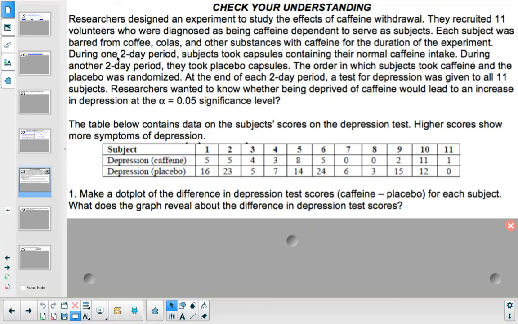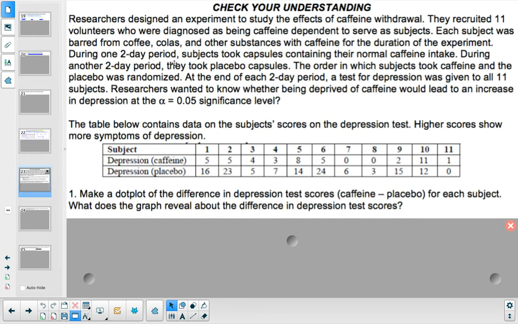To the 10.3a, check your understanding. Researchers designed an experiment to study the effects of caffeine withdrawal. They have 11 volunteers diagnosed as being caffeine dependent. They are barred from coffee, colas, and other substances with caffeine for the duration of the experiment.